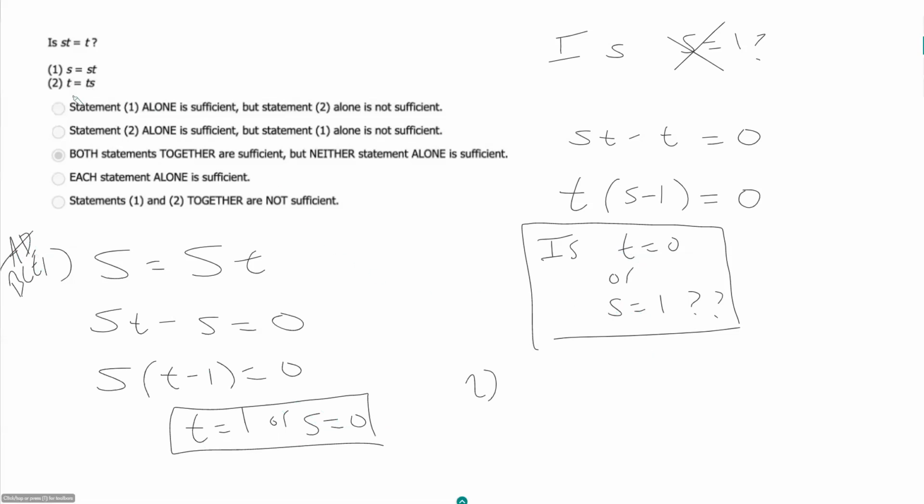Statement 2 says t is equal to ts. This is a really weird question because this is literally the same equation as our question. It's just flipped, and our st is changed to ts. So this is obviously sufficient, because it literally answers the question. I've really never seen that, where a statement literally answers the question. That would be like saying, is x equal to 3? And then the first statement says x is equal to 3, or about as close as you can get to that. So B is our answer here.